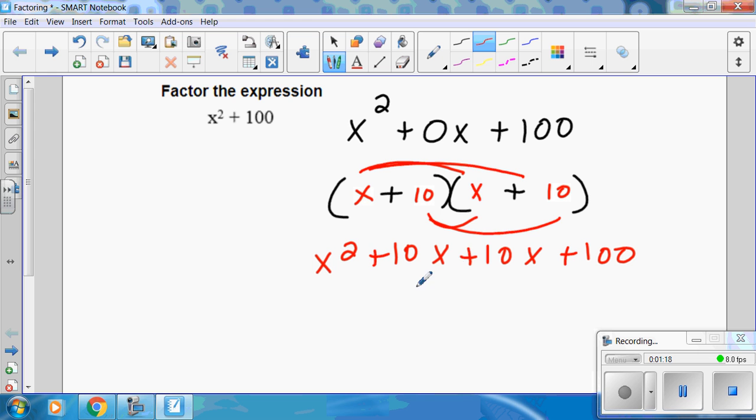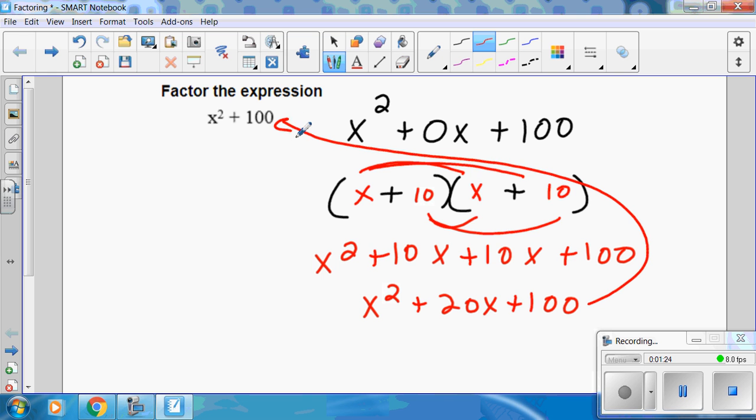This gives you 20x when you combine your like terms, and that's not the same thing that we started with. So this is not factorable.